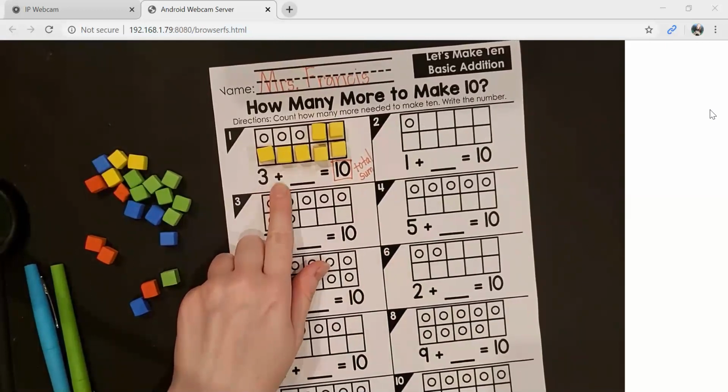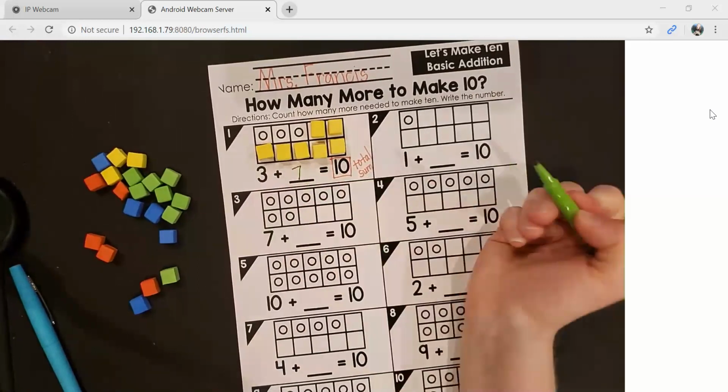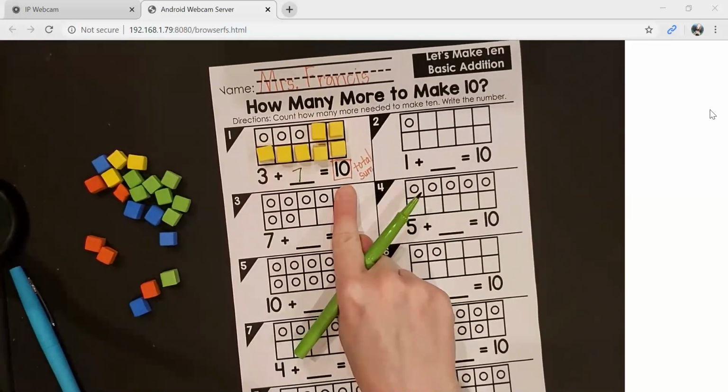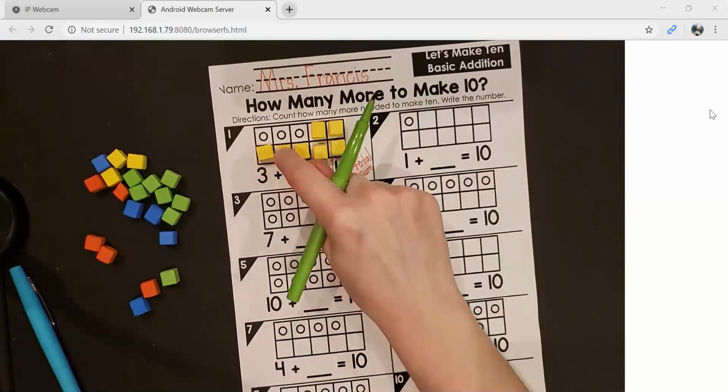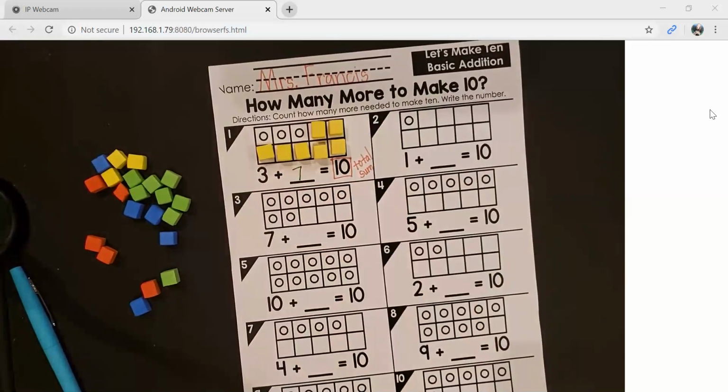plus 7 cubes equals a total of 10. 1, 2, 3, 4, 5, 6, 7. Yes, 3 plus 7 equals 10.